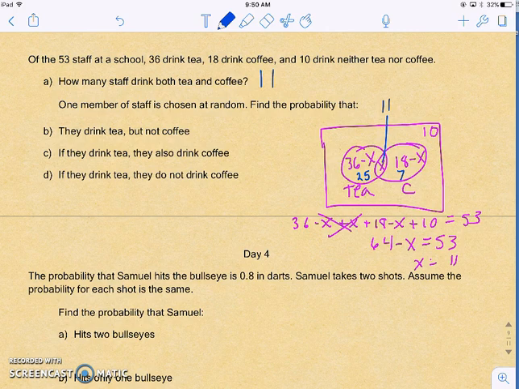Find the probability that they drink tea but not coffee. So in that tea circle but not in the coffee. So that would be 25 out of 53.